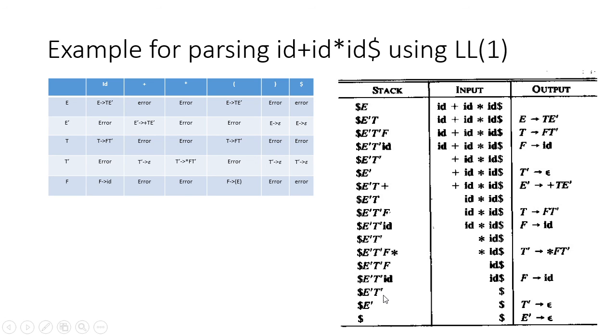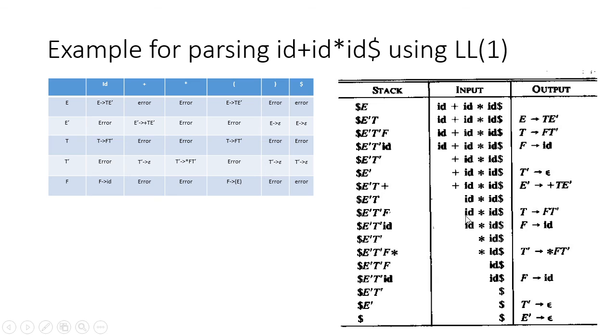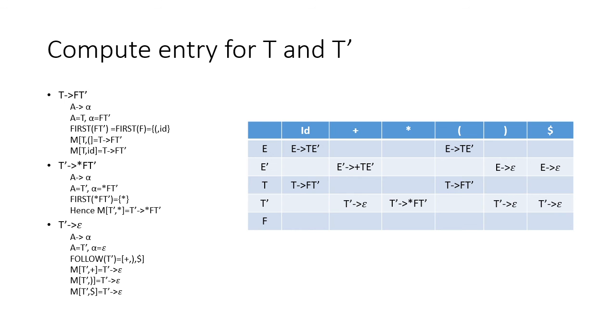Then it exposes T dash with dollar. If you look, T dash with dollar gives epsilon, so it's just removed. Then it exposes E dash with dollar. E dash with dollar is epsilon, so it is removed. Then we get dollar and dollar. As the rule says, if you have dollar and dollar, parsing successfully halted. So that means we have proved that ID plus ID asterisk ID is correct, what we have inputted. So this is how we use predictive parsing.